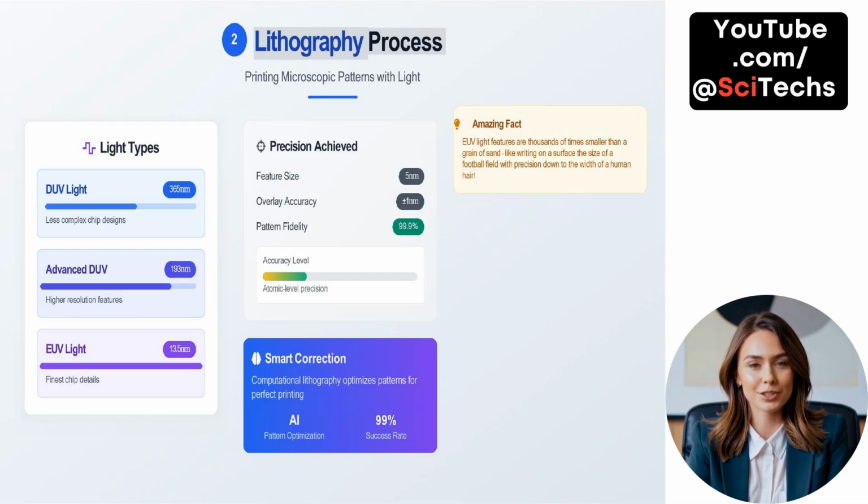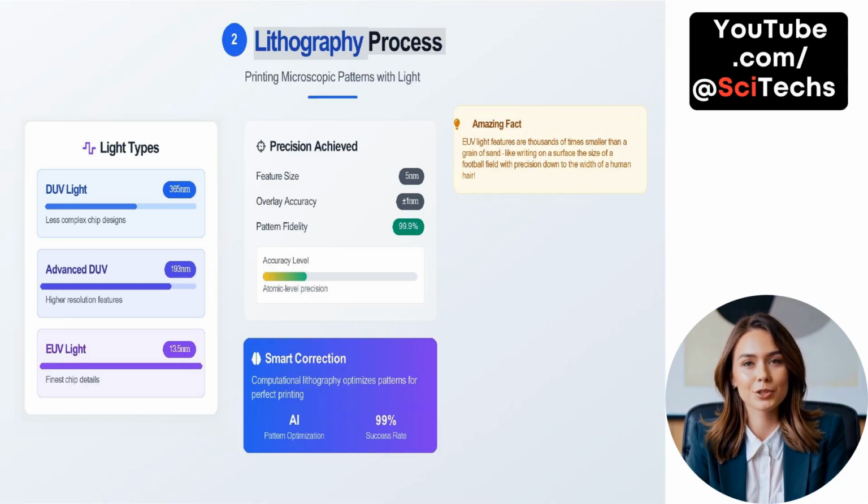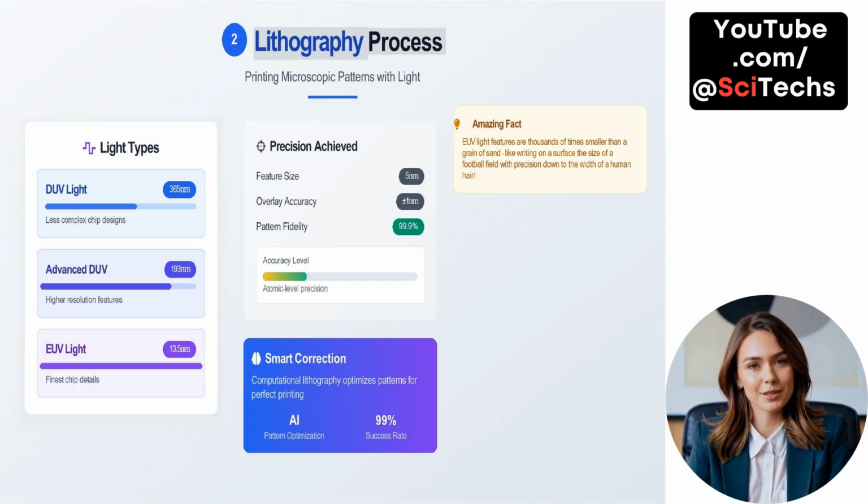With these technologies, lithography reaches atomic-level accuracy. Feature sizes can go down to 5 nanometers, with overlay accuracy of plus or minus 1 nanometer, and pattern fidelity at 99.9%, ensuring the circuit matches the original design almost perfectly. Smart correction powered by AI plays a key role, optimizing each pattern with a 99% success rate using computational lithography.